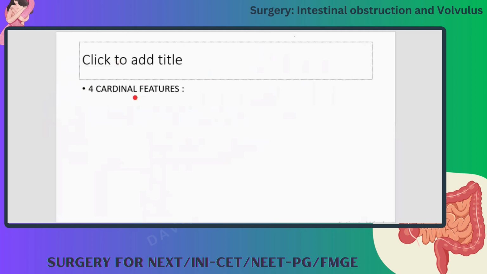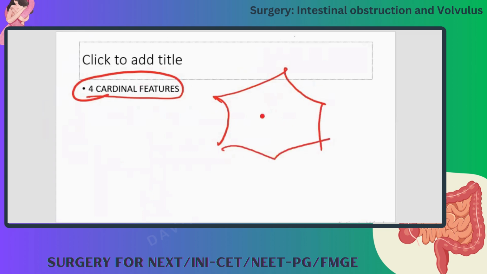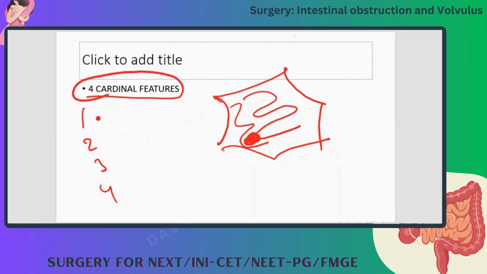And what are the four cardinal features of obstruction? See, this is the bowel. There is obstruction here. Nothing is going down. So what are the four cardinal features? Abdominal pain. Vomiting. Constipation. Partly correct. Obstipation. What is obstipation?